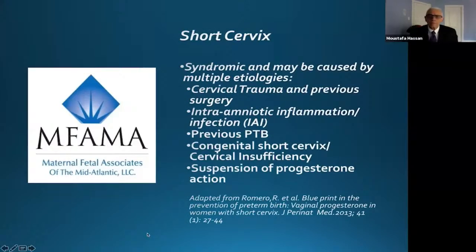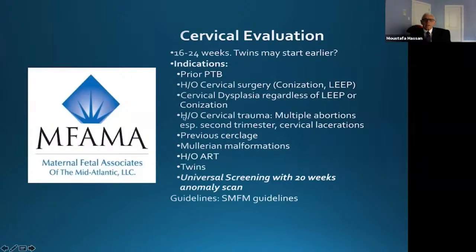Short cervix can be caused by many things. You can have cervical trauma, previous surgery, somebody had a difficult delivery, especially instrumental delivery, intraamniotic inflammation or infection, previous preterm birth, congenital short cervix, such as in DES, luckily we don't see them anymore, or people with Ehlers-Danlos syndrome, and suspension of progesterone action. These are all possibilities why you can have a short cervix. Cervical evaluation.